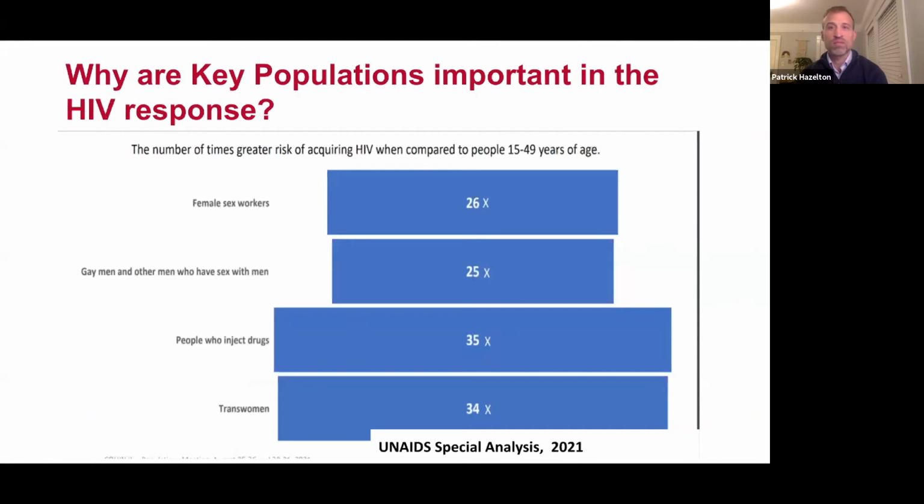So again, we get year by year more robust data looking at the HIV risk vulnerability of key populations. Here we can see anywhere between 26 and 35 times greater risk for key populations relative to the general population. Pretty striking figures, again really underscoring the importance of KP within the global HIV response pretty much everywhere in the world. Next slide, please.